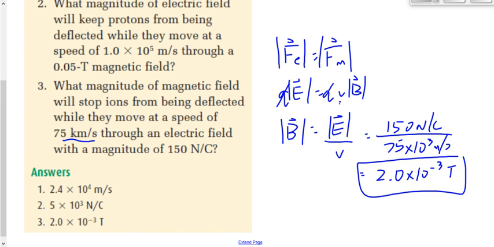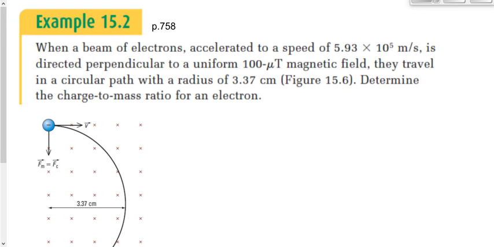Good. Let's try one more here. It says, when a beam of electrons accelerated to a speed of 5.93 times 10 to the 5 is directed perpendicular to a 100 microtesla magnetic field, that's a pretty small one, 10 to the minus 6, they travel in a circular path of radius 3.37 centimeters. What's the charge to mass ratio? Which chamber is this of the cathode ray tube? This is the main chamber. We have a magnetic field only. We know that they're going in a circle because there's a radius. So we're going to say FC equals FM.